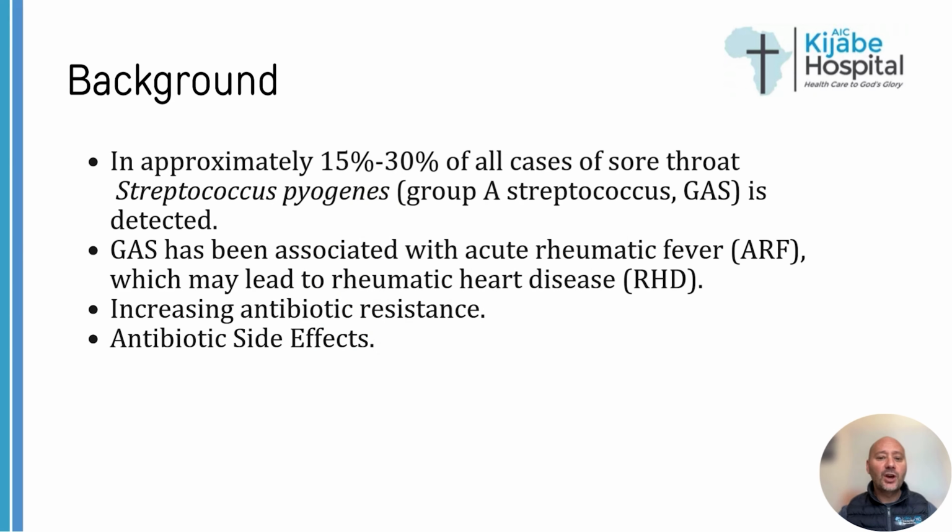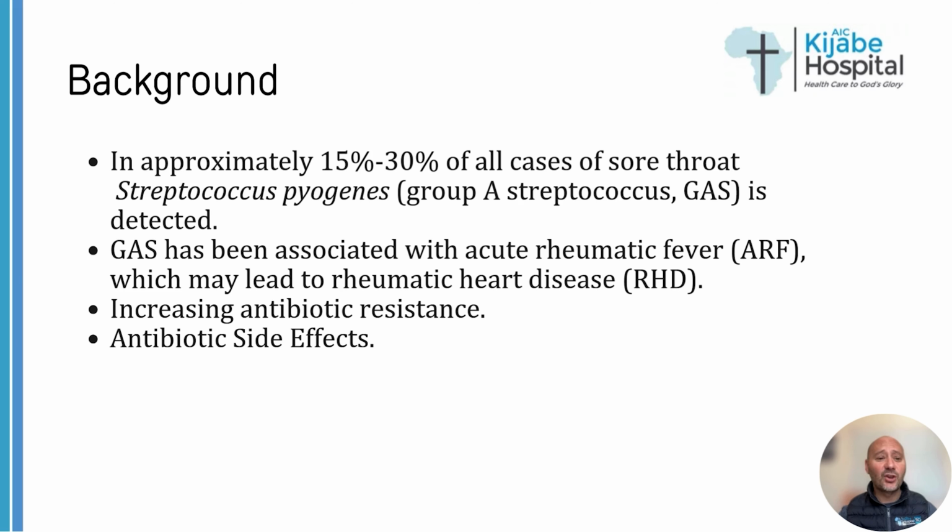That's because we know that in the majority of cases, the sore throat is viral in origin and antibiotics are going to make no difference to this patient's outcome. In fact, it's only about 15 to 30% of all cases of sore throat that are due to a bacterial infection, most commonly a group A streptococcus. However, we don't want to miss those cases that are bacterial because we know that group A streptococcus has been associated with rheumatic heart disease, and this obviously has long-term complications. So we don't want to miss those cases.